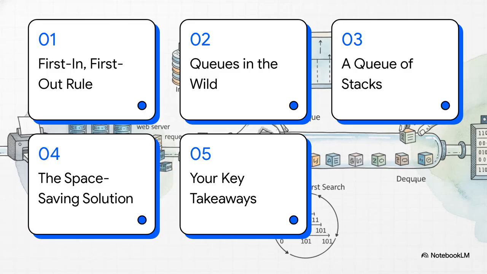All right, so here's our game plan. We'll start with the absolute core of it all, the first in, first out rule. Then we'll see a queue in action with a really neat algorithm. After that, we'll tackle a classic interview question, building a queue from its opposite, and then look at a super efficient way to manage memory. And of course, we'll wrap it all up with the key takeaways.